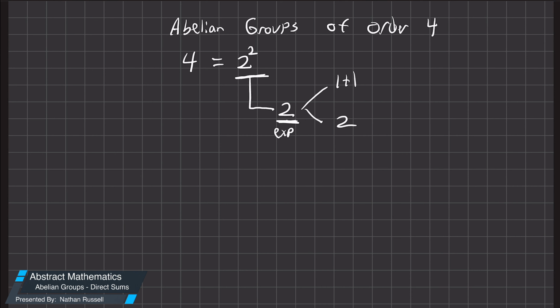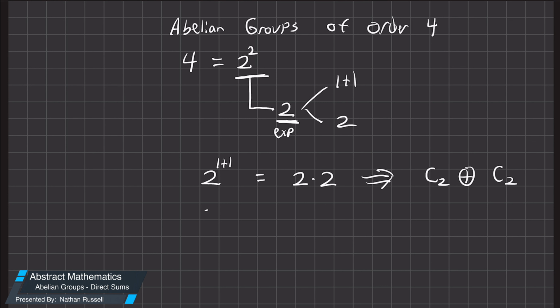So since those are the two integer partitions of the exponent, that means that we could take the number 2 and write it as 1 plus 1, which gives us, breaking it apart and using the properties of exponents, 2 times 2, which implies that we have one abelian group, C2 direct sum C2.